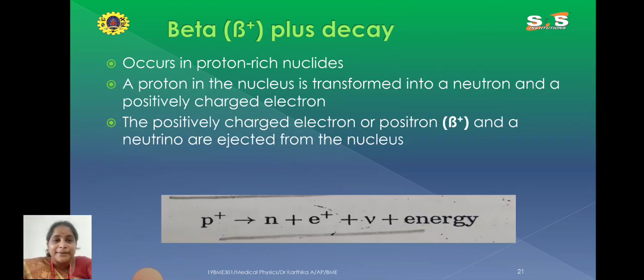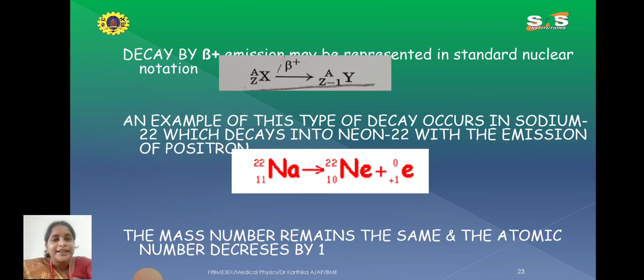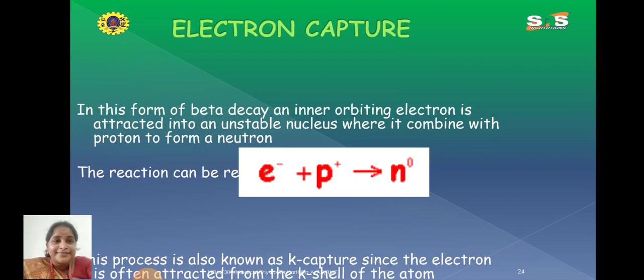Okay, beta plus decay occurs in proton-rich nuclides. A proton in the nucleus is transformed into a neutron and a positively charged electron. The positively charged electron, or positron, and a neutrino are ejected from the nucleus. Here we have some examples. The mass number remains the same and the atomic number decreases by 1. Also we have electron capture.